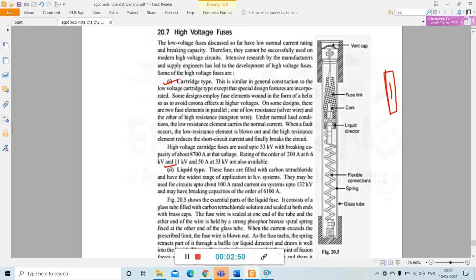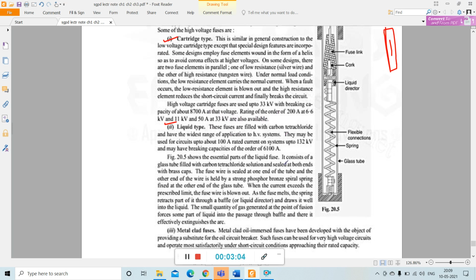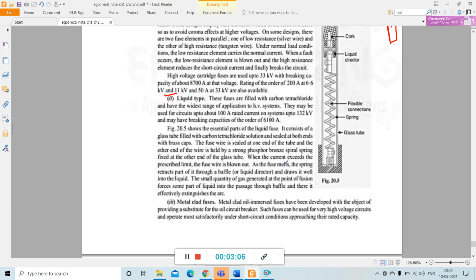High voltage cartridge fuses are used up to 33 kV with breaking capacity of about 8700 ampere at that voltage, and ratings of the order of 200 ampere at 6.6 kV and 11 kV and 50 ampere at 33 kV are also available. These are the ratings available for high voltage cartridge type fuse. Then the next one is the liquid type fuse.